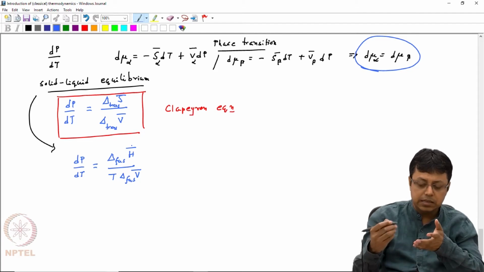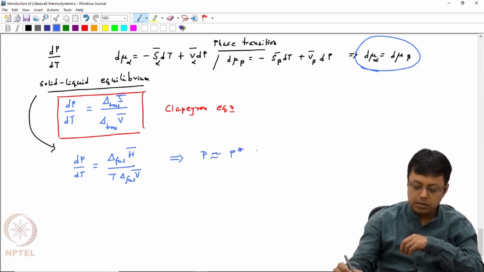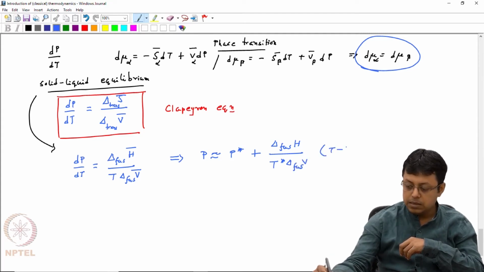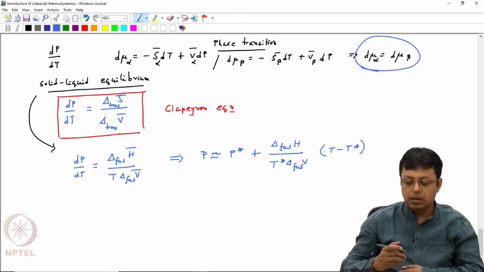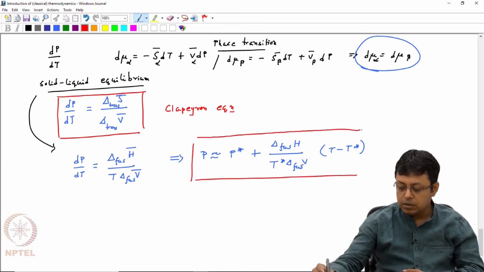And then we can integrate this equation, and after a few approximations you can show that the pressure will be approximately equal to some initial pressure, which I am calling P star, plus delta fusion H divided by T star delta fusion V, into T minus T star. Here T star is the temperature corresponding to pressure P star. So that is how the pressure varies with temperature in the integrated form.